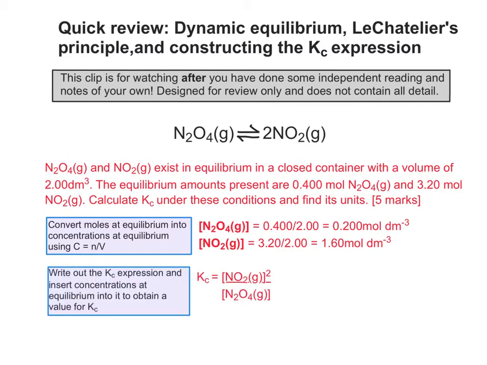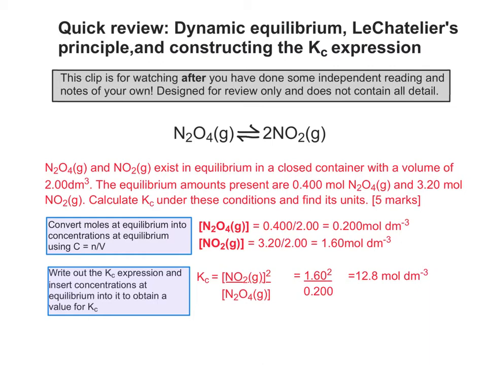The next thing to do is to write out the Kc expression like we did a few minutes ago. This time we need to insert the concentrations at equilibrium we've just calculated into that expression to get an actual numerical value for Kc. I don't need to show you again how to get the units for this particular Kc expression because we also did that a few minutes ago. So now we can say that the value for Kc is 12.8 moles per decimeter to the minus 3.